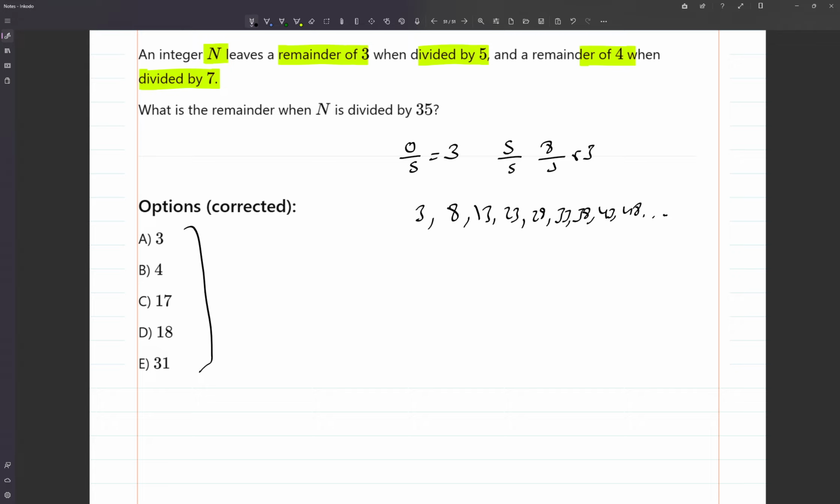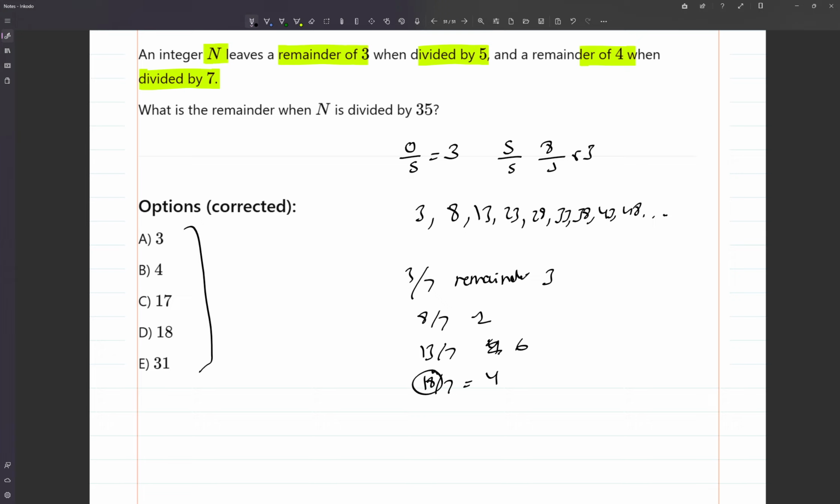I divide by 7? So 3 divided by 7 gives a remainder of 3, right? Remainder of 3, not 4. If I do 8 divided by 7, it gives me a remainder of 1. If I do 13 divided by 7, I get a remainder of 6. And when I do 18 divided by 7, I get a remainder of 4. So that means that 18 is the number that I want.